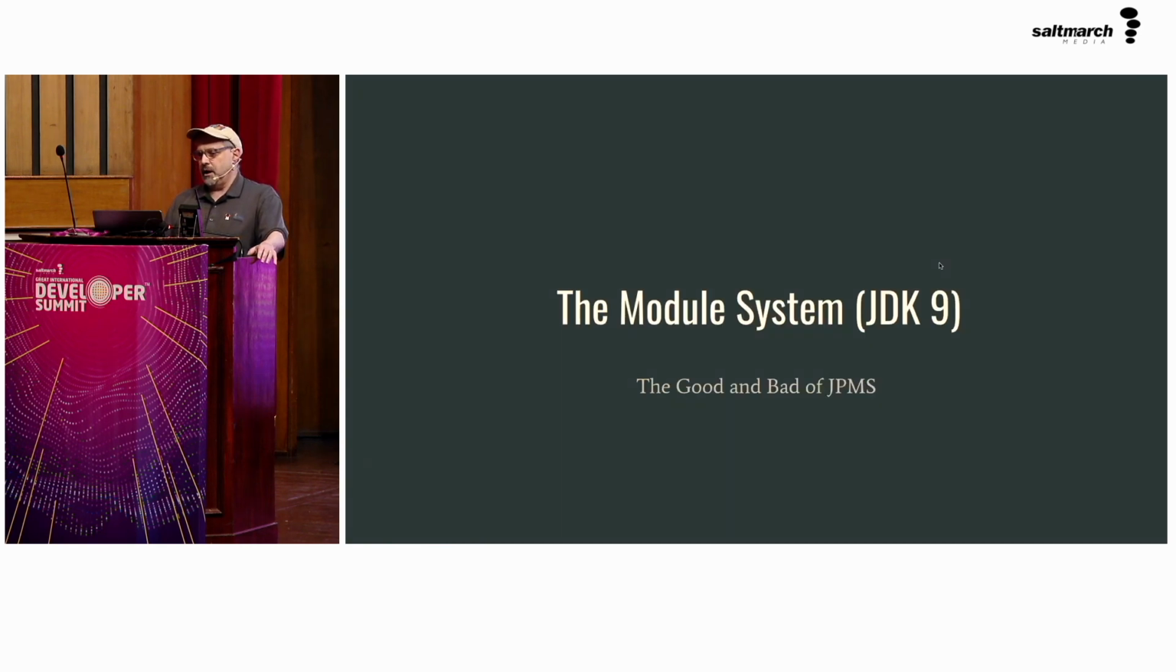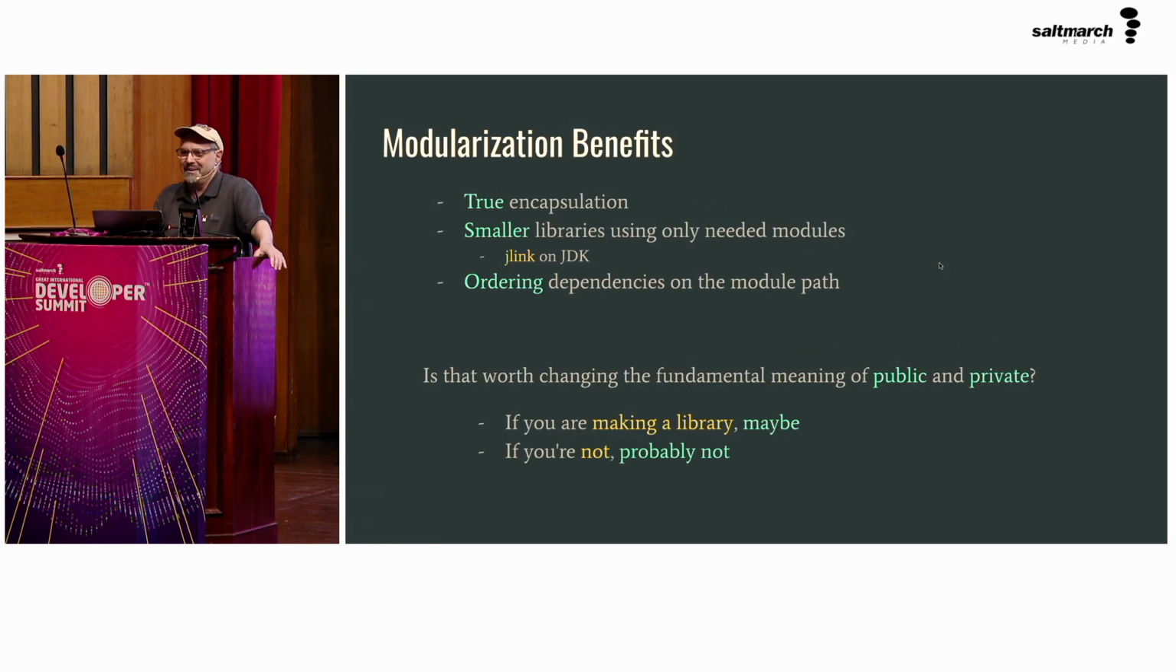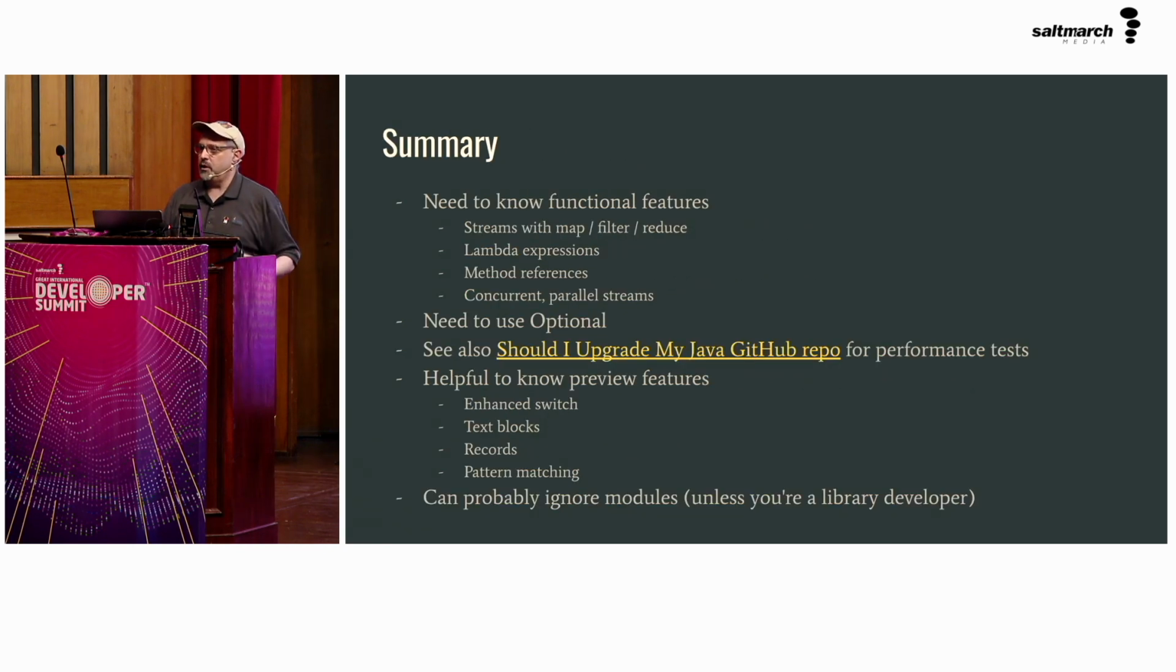All I'm going to tell you about the module system is don't bother. You do get true encapsulation. You get smaller libraries from the JLink property. You can order things on the module path. Is that worth changing the fundamental meaning of not just private, but also public? If you're making a library for public consumption, yeah, I could see that. But if you're not, you don't have to worry about it. I don't use modules very often, but maybe that's me. So if your mileage is different, let me know. And that's everything I wanted to show you.